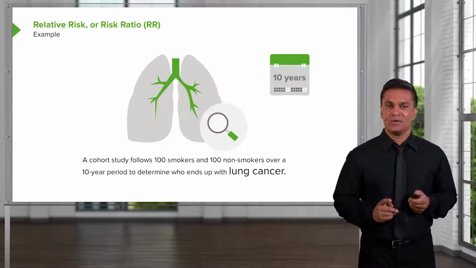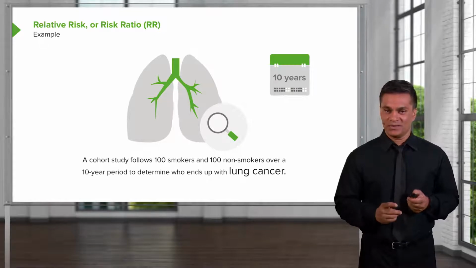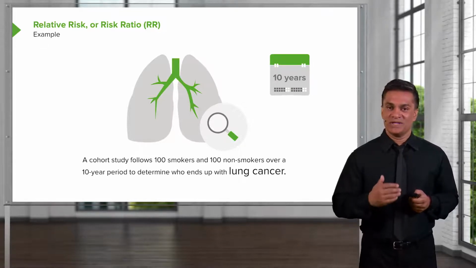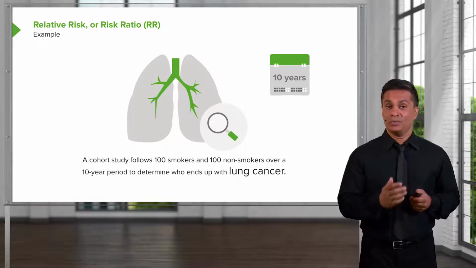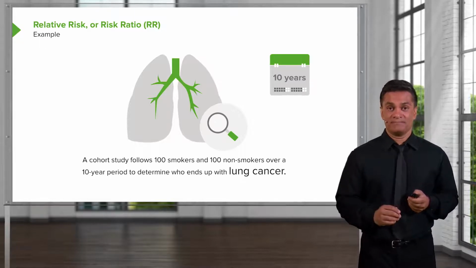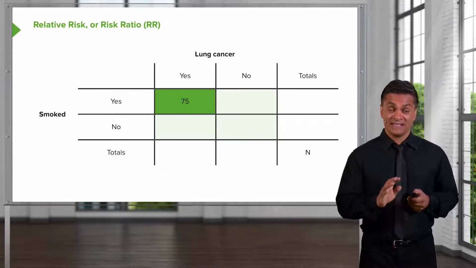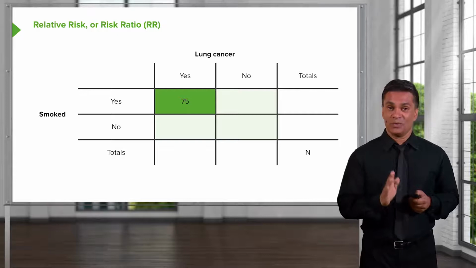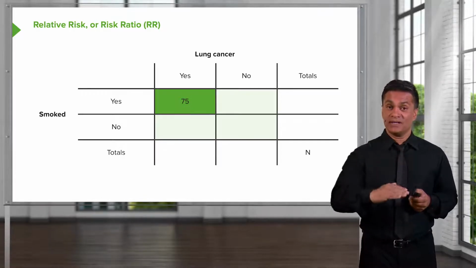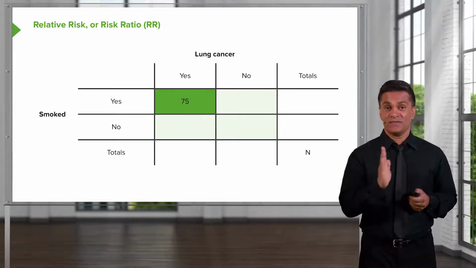So this particular cohort study follows 100 smokers and 100 non-smokers over a 10-year period to see which group ends up with more lung cancer. Straightforward, classic observational cohort study. Let's look at their data. So let's set up a contingency table again, exactly the way that we were doing it every step of the way, with our exposure status horizontally and our outcome status vertically.